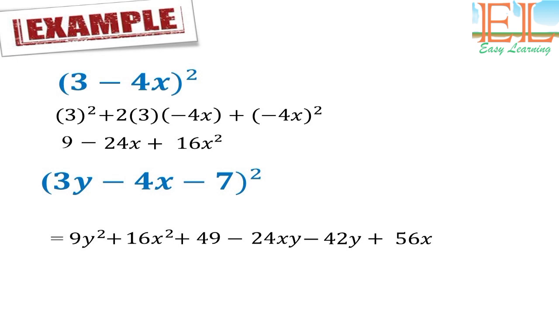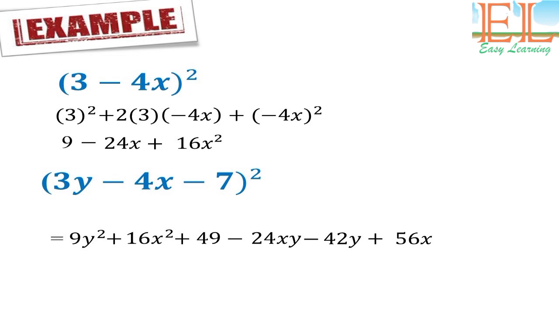And for the trinomial, I follow the same principle. The first term is 3y, I'll square it. That gives 9y squared. The second term is negative 4x. When I square that, I get 16x squared. The third term is negative 7. Negative 7 squared is 49.